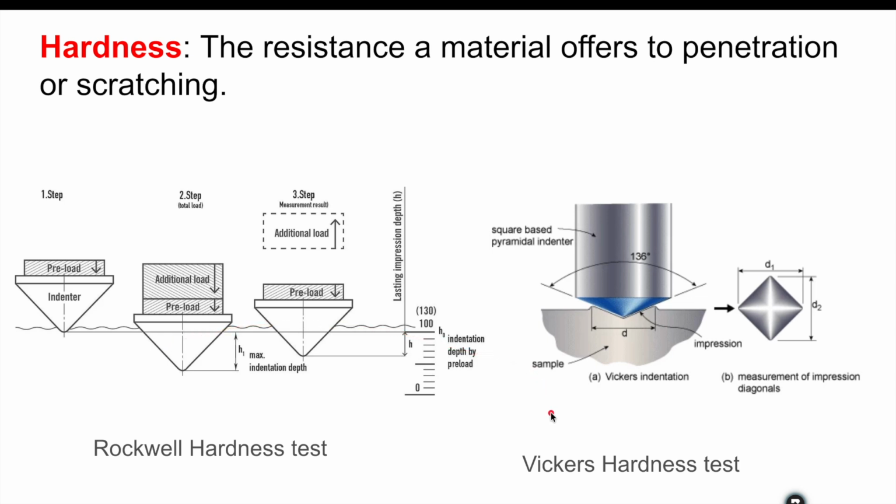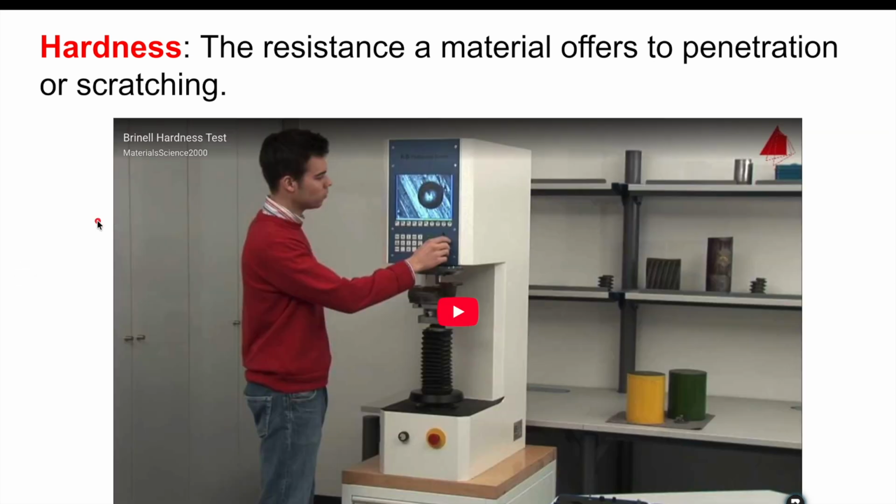This is Vickers hardness testing. It's using sort of a pyramidal shape. You can see it here, and it's again testing how much it penetrates into the actual material. Again, here we go. This is a Brinell hardness test. You can watch how they use this machine to test the hardness of a material.